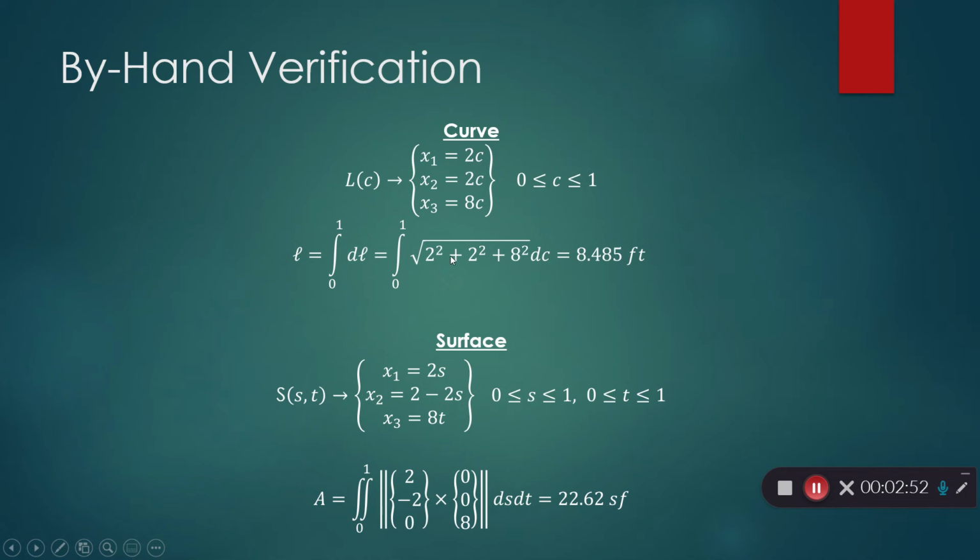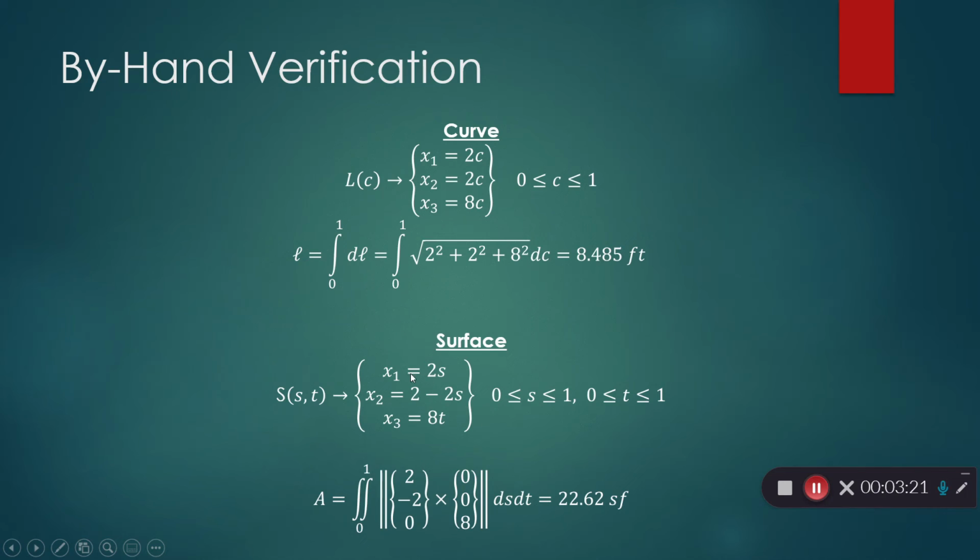And this right here is the derivative of x1 with respect to c, the derivative of x2 with respect to c, and then the derivative of x3 with respect to c. Square all of those and then take the square root and then the integral from 0 to 1, and then you end up with 8.485 feet, which is exactly what the MATLAB code also showed.